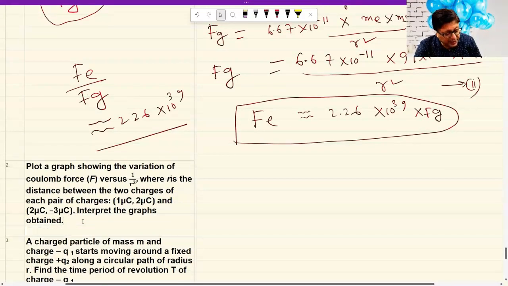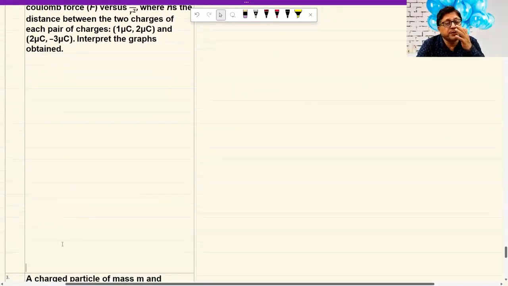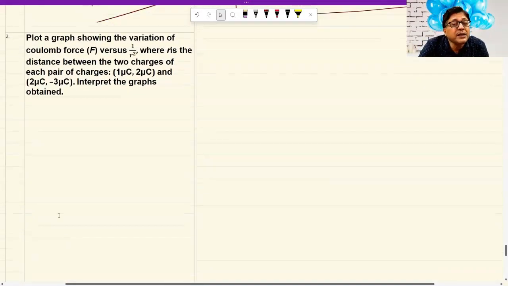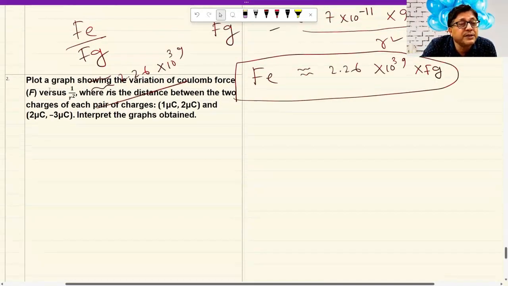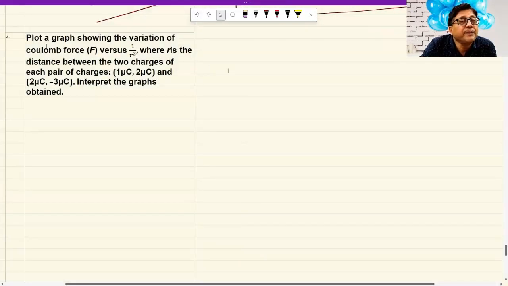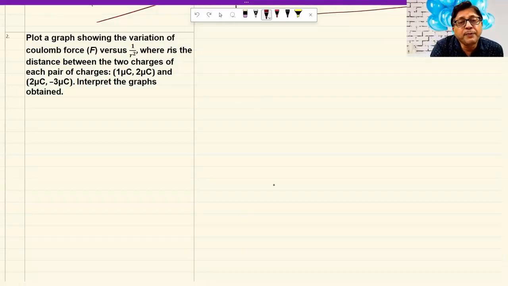Now one question I am going to discuss with you, where the graphical representation is involved. How do I apply the concept here? Let me explain one by one. Plot the graph showing variation of Coulomb force versus 1 by r square. Let me plot the graph.